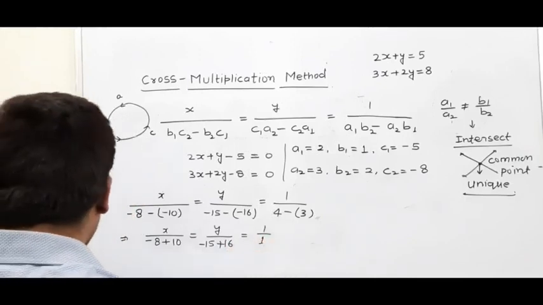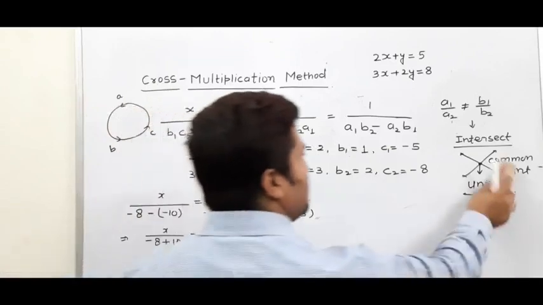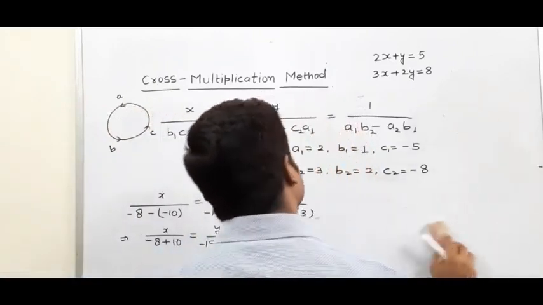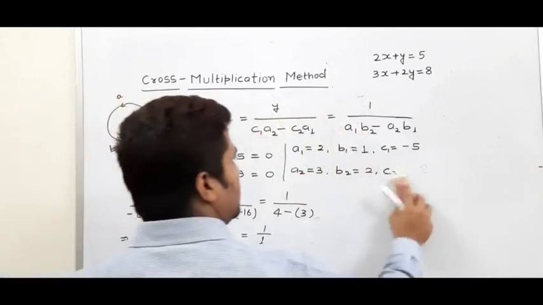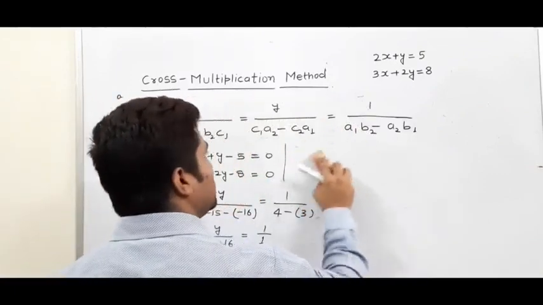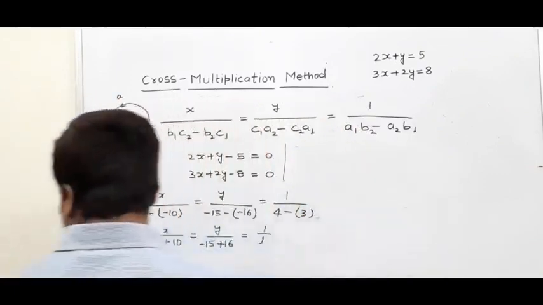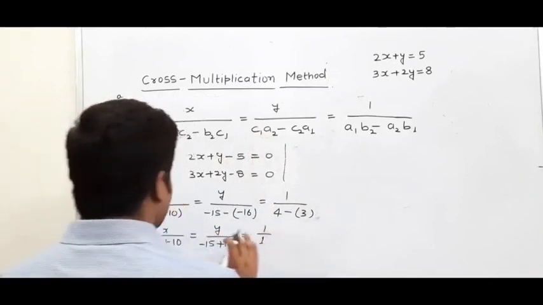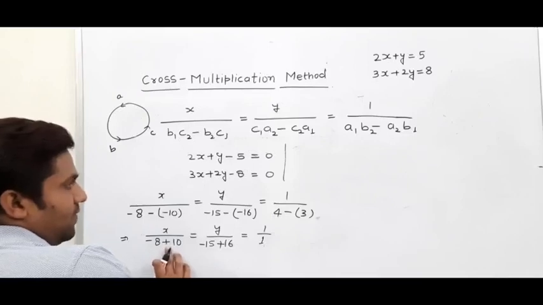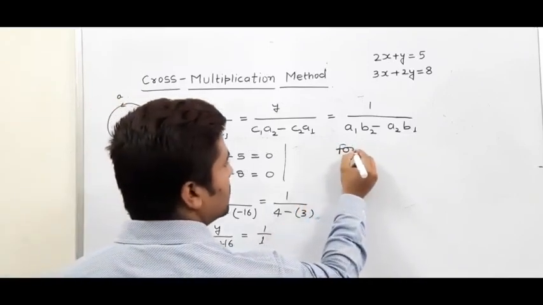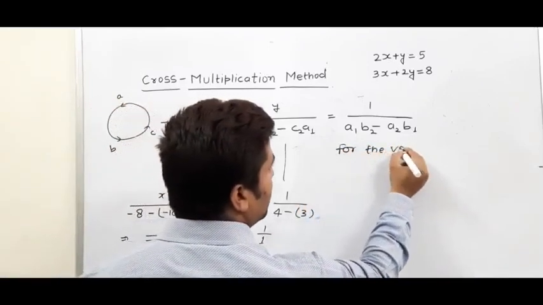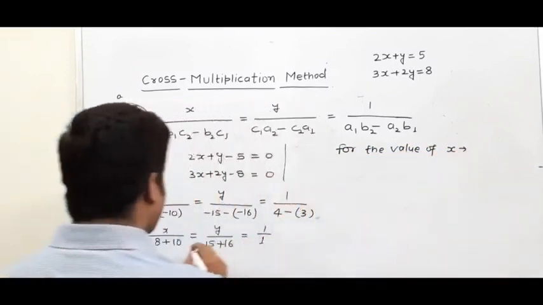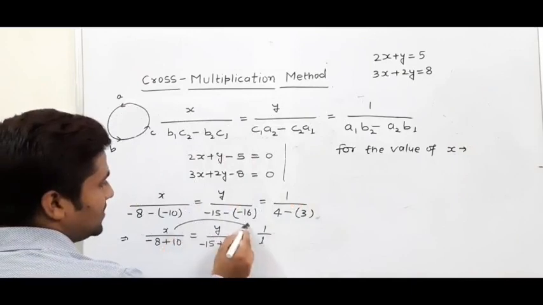How can we find the value of x and y while solving with the help of the pair of linear equations in two variables? So it's very simple. I am going to erase these values, because it is very easy to compare the values of a1 b1, a2 b2, and c1 c2. So what we have to do, we have to find the value of x. For the value of x, what we have to compare? We have to compare the value of x with the constant term.